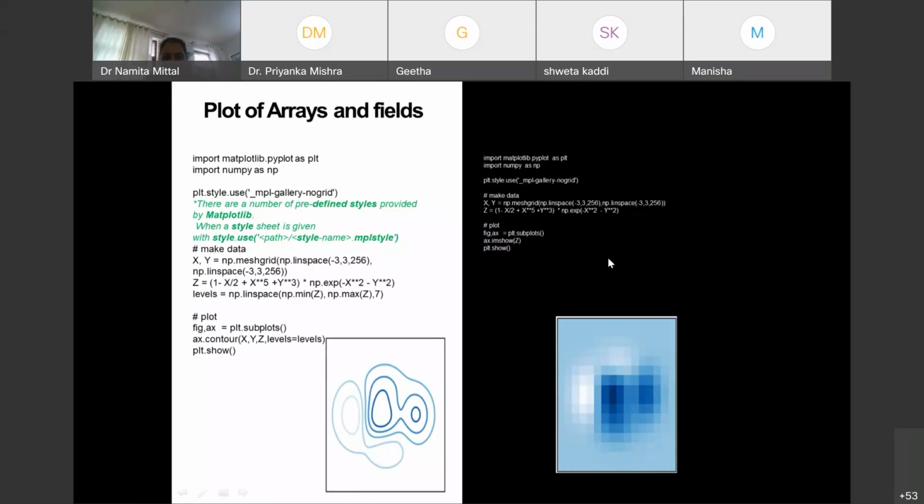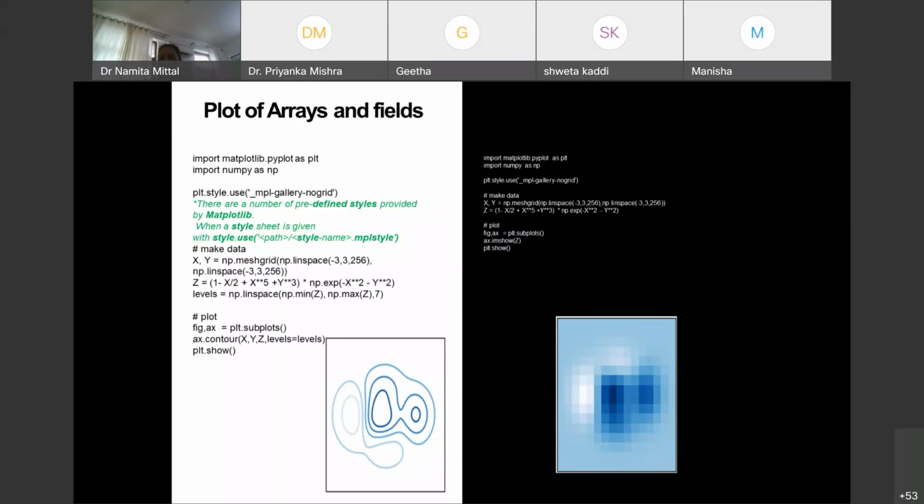This is the 3D graph, ma'am. Not exactly 3D, but we can say a KDE, kernel density estimate graph. That we actually understand in machine learning and deep learning, where we have very large data.